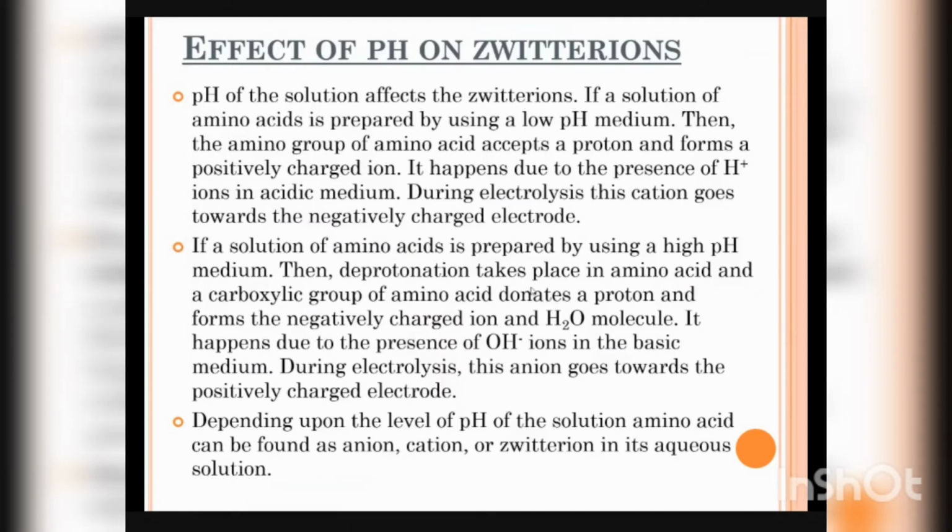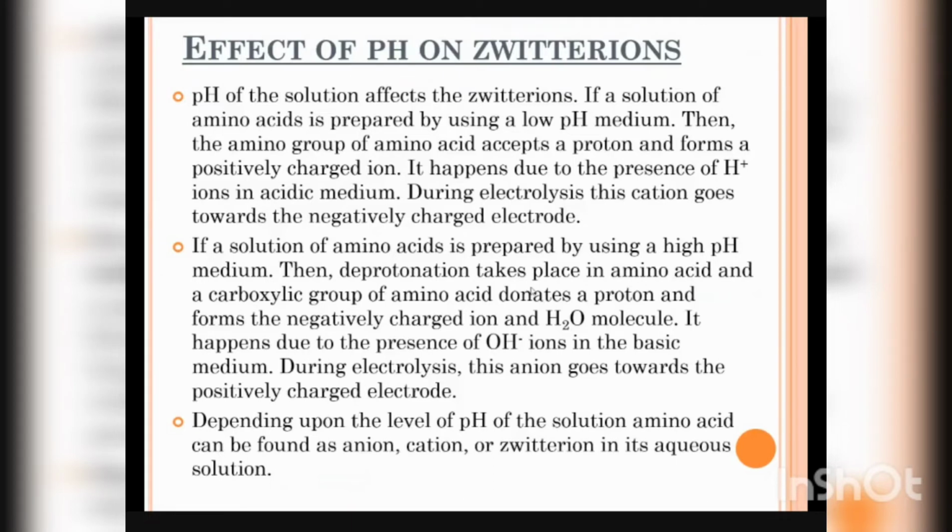Effect of pH on Zwitter ion. The pH of the solution affects the Zwitter ion. If a solution of amino acid is prepared by using a low pH medium, then the amino group of the amino acid accepts a proton and forms a positively charged ion. It happens due to the presence of H plus ions in acidic medium. During electrolysis, this cation goes towards the negatively charged electrode.